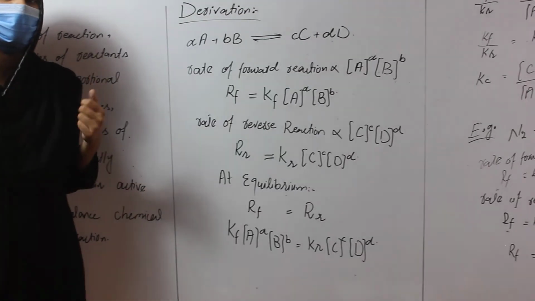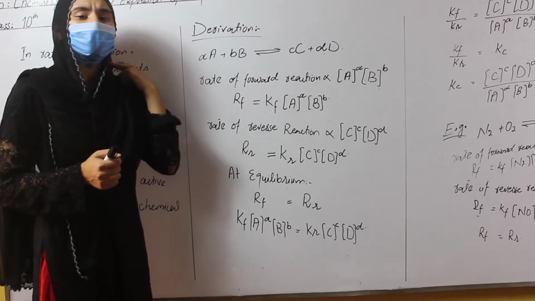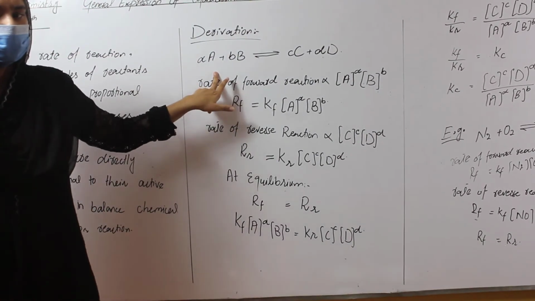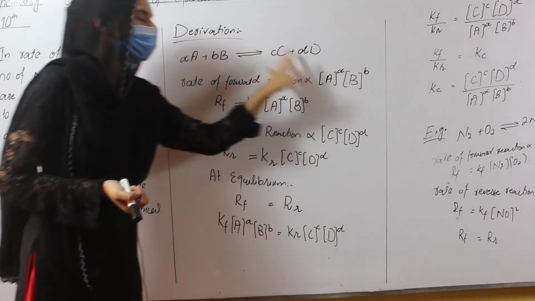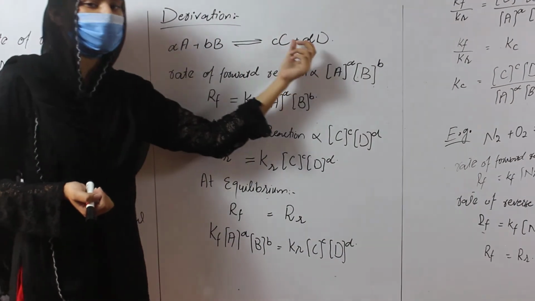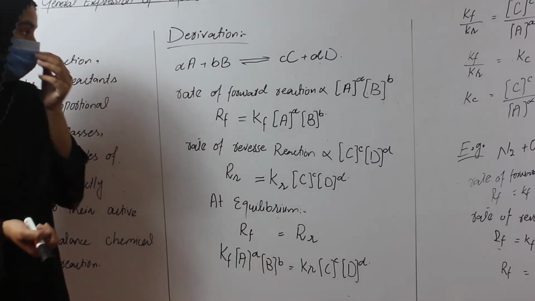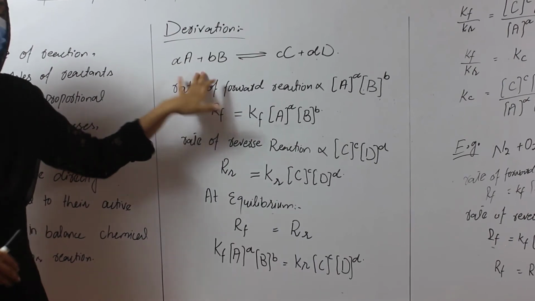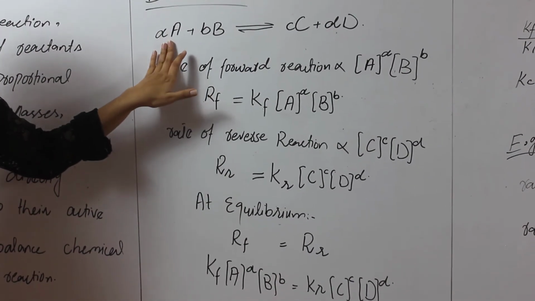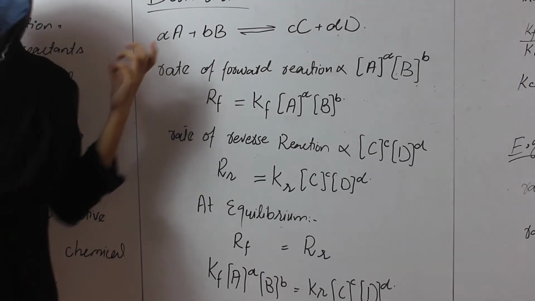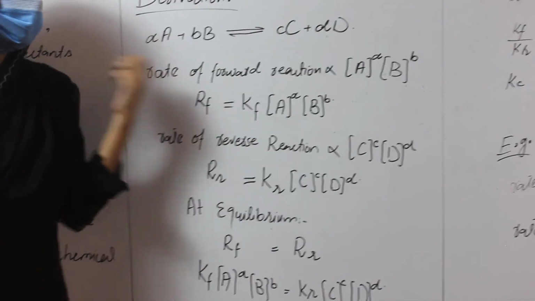For the derivation of the equilibrium constant, first of all we take a general equation, that is the reactants and their products. When the reactants react with each other they form products. The capital letters A, B, C represent the reactants, and the small letters represent the coefficients, or the number of moles of the reactants or the products.